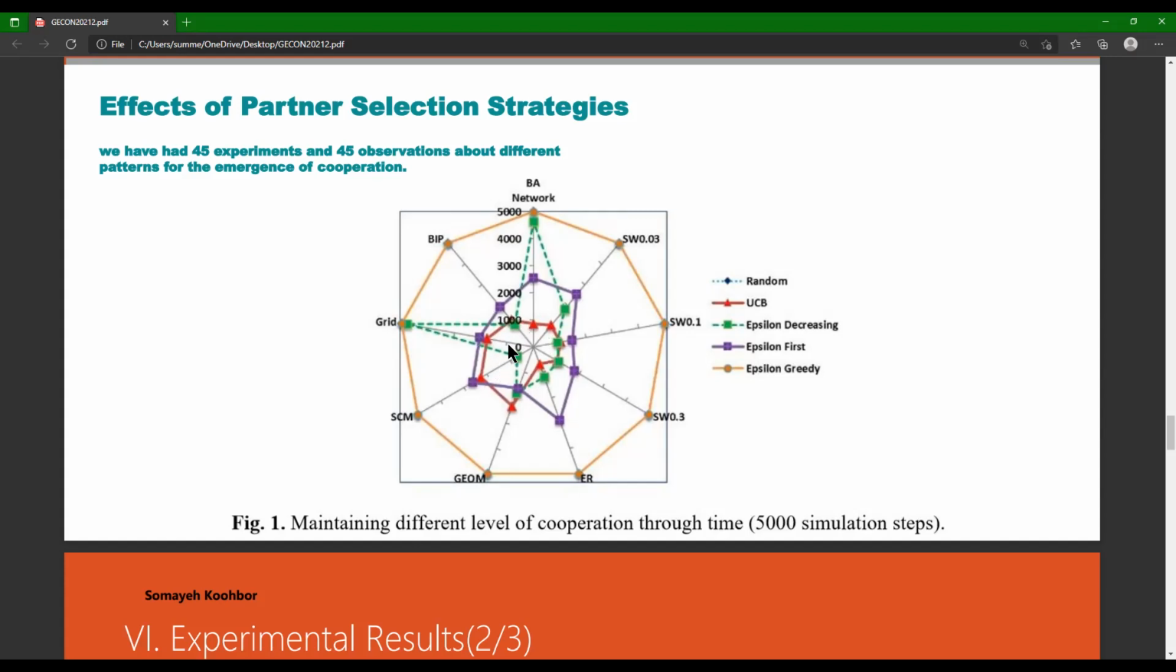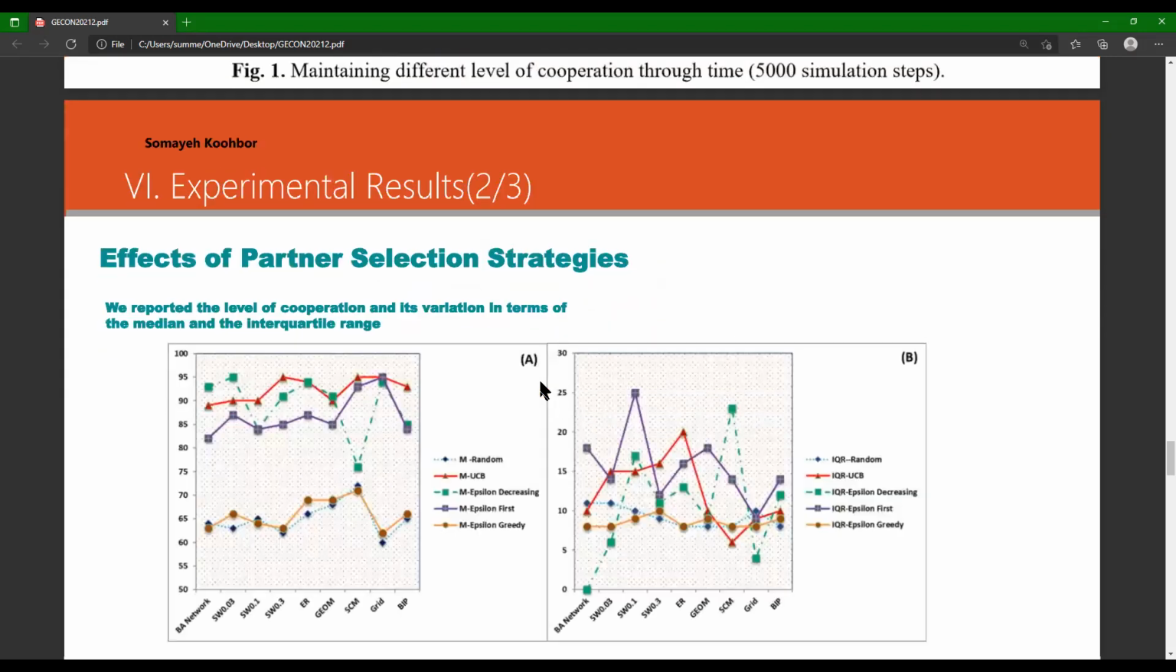So if the simulation time is 5,000, UCB is able to deliver a population with a higher level of cooperation in a shorter time, something like 1,000. The next rank goes to epsilon greedy, and for the epsilon greedy and random, you see we are at the 5,000 limit, and the percentage of cooperation, we will see, is not very good.